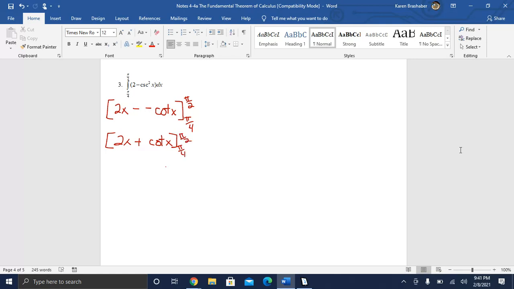And now I'm ready to apply the fundamental theorem of calculus. So I'll plug in my b, which is pi over 2, and then my a, pi over 4. So 2 times pi over 2 plus the cotangent of pi over 2, and then minus, now I'm ready to use my parentheses because I'm doing f of a now. So 2 times pi over 4, and then plus the cotangent of pi over 4.